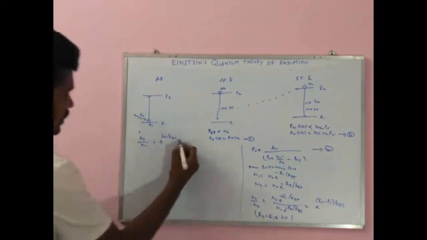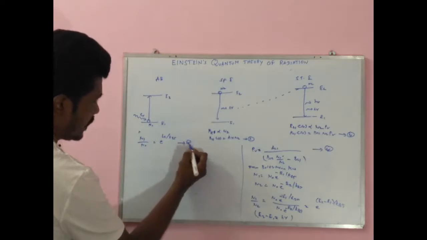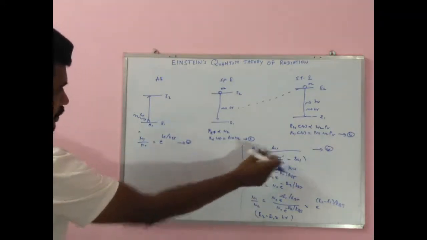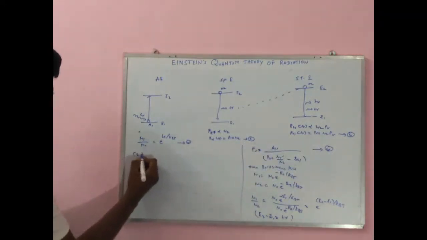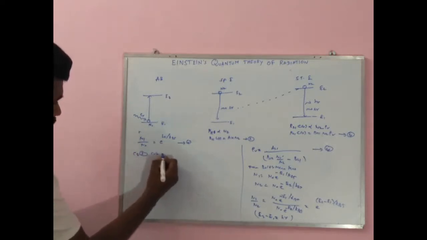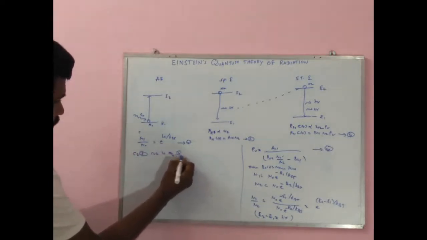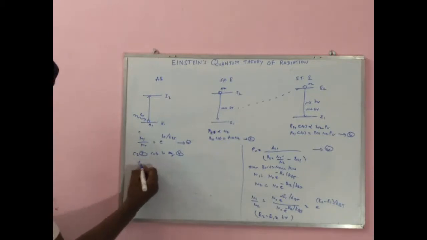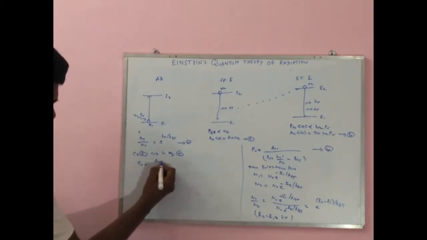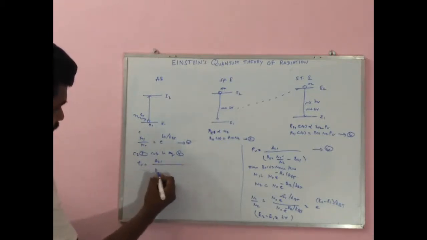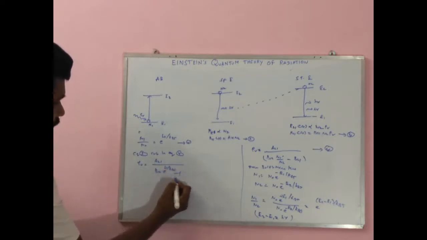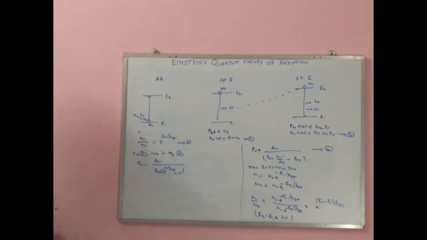Understand? Now this is equation number 5. Equation number 5 is substituted in equation number 4. So rho v is equal to A21 divided by B12 times, e power h mu divided by kBT, minus 1.